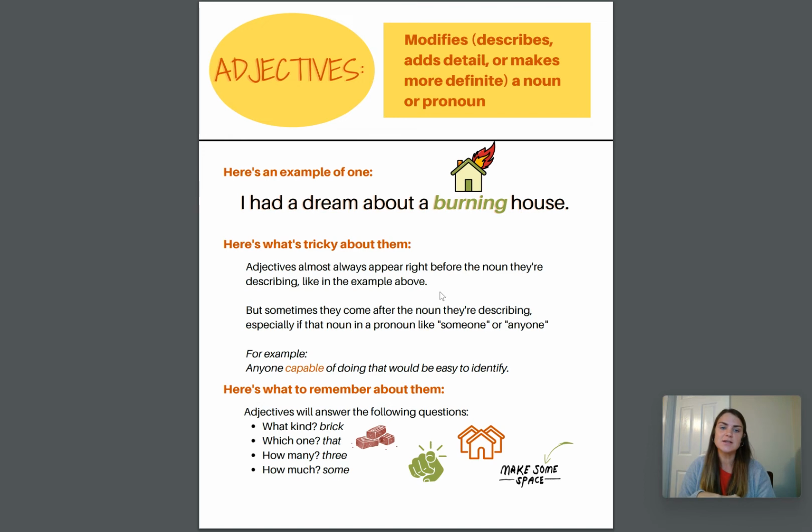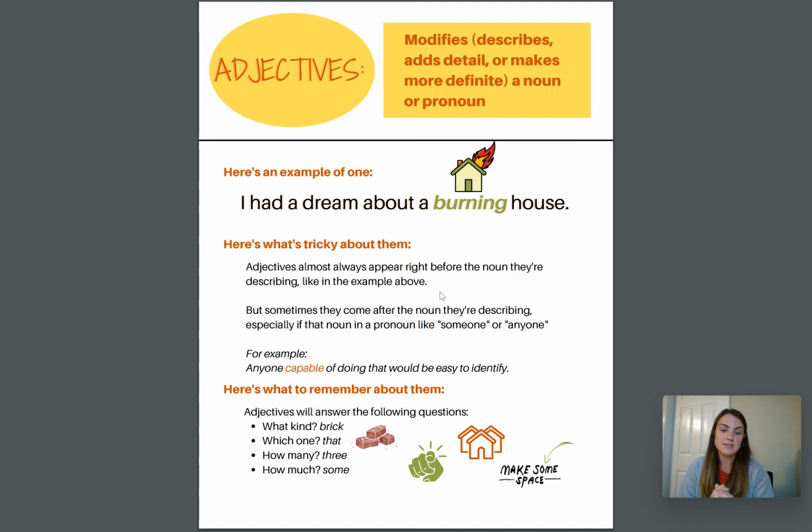What's tricky about adjectives is that they almost always appear right before the noun they're describing, like in the example above, burning house. But sometimes they can come after the noun they're describing, especially if that noun is a pronoun like someone or anyone. Normally with English grammar rules, it's adjective, noun. But if you've learned any other languages, sometimes the adjective comes after the word, and that's what I'm talking about here. There's an exception in English grammar: "anyone capable of doing that would be easy to identify." Capable is an adjective that tells us more about anyone, and it comes after, which isn't very common in English grammar but does happen sometimes. So that's what's tricky about them.